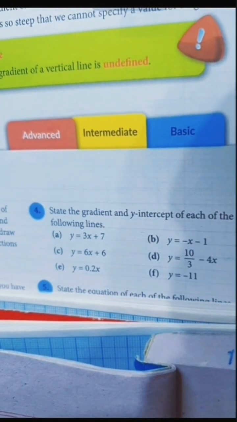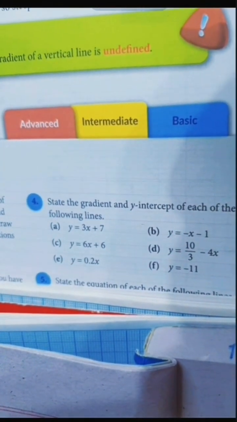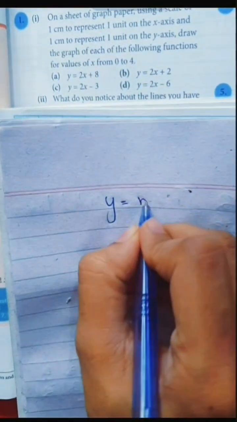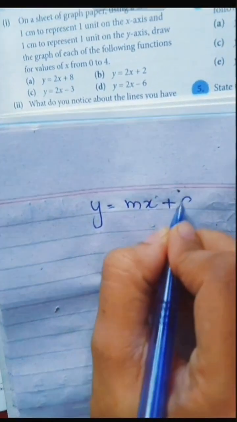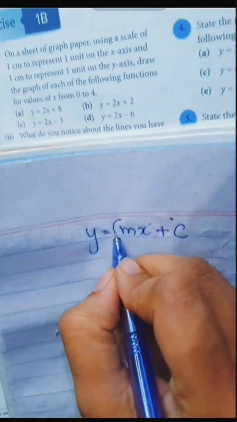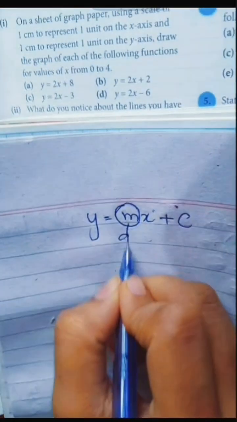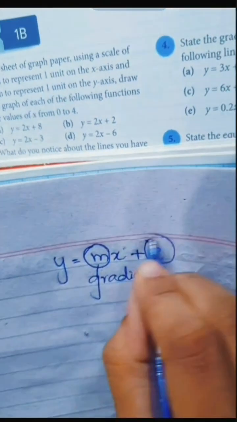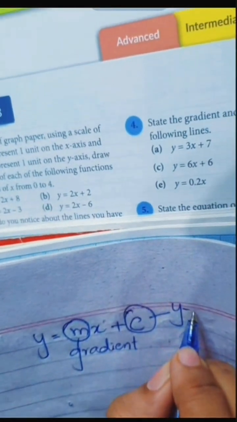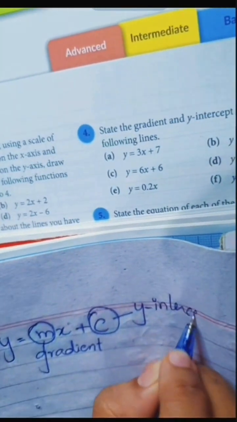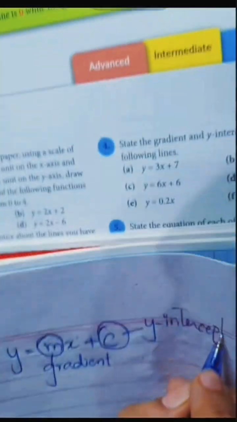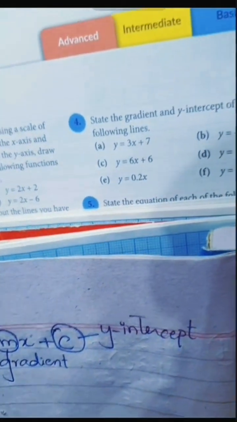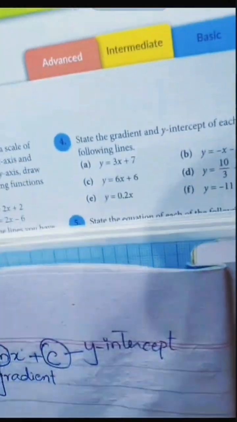So for learning this, we must know what is the equation of straight line. So the formula is y is equals to mx plus c. Here m is the gradient. This shows gradient and c is the y-intercept. What is y-intercept? Y-intercept is the place from where the line meets.